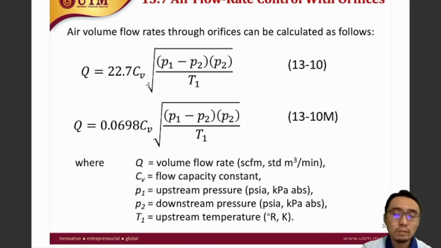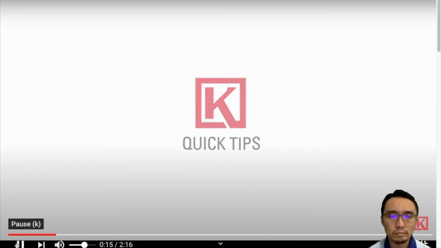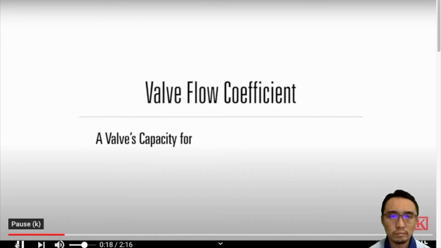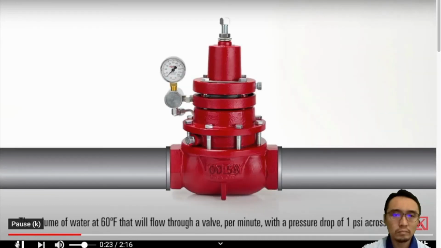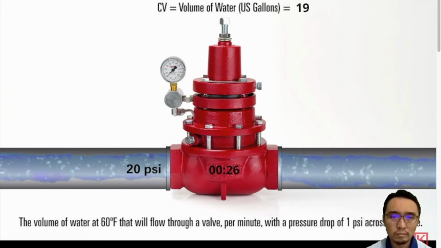dependent on the part. So let's look at an example of a manufacturer's explanation on how different parts will have different CV and how they calculated the CV. In this video, we're going to define and illustrate this concept. Valve flow coefficient is a valve's capacity for a liquid or gas to flow through it. It's technically defined as the volume of water at 60 degrees Fahrenheit that will flow through a valve per minute with a pressure drop of 1 psi across the valve.